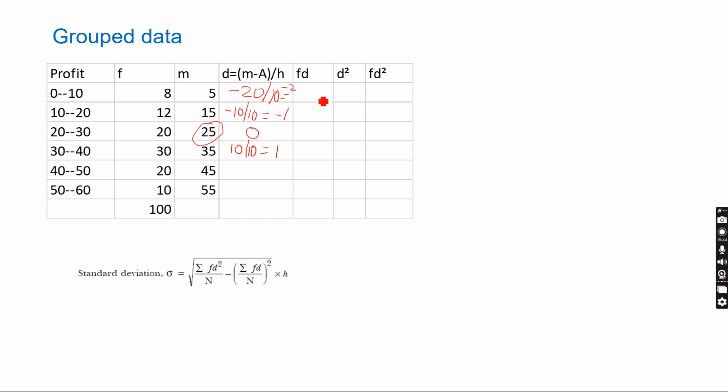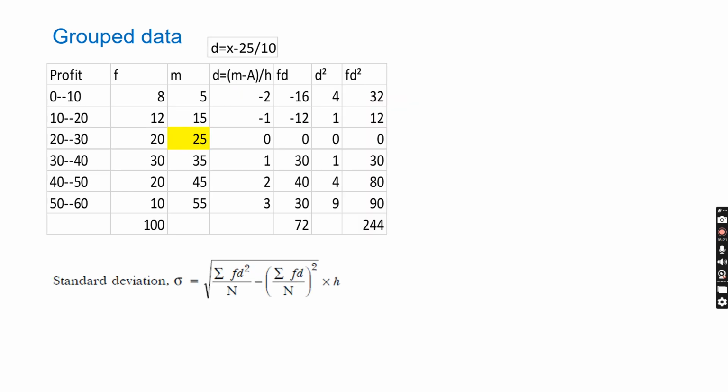My next step would be FD. I take f, that is 8, multiplied by d, minus 2, so my answer should be minus 16. 12 into minus 1 is minus 12. I also go ahead and take the d square. Minus 2 square should be 4, minus 1 should be 1, and 0. Then f into d square: 8 into 4 is 32, 12 into 1 is 12. I have completed the table for your reference in the next slide.